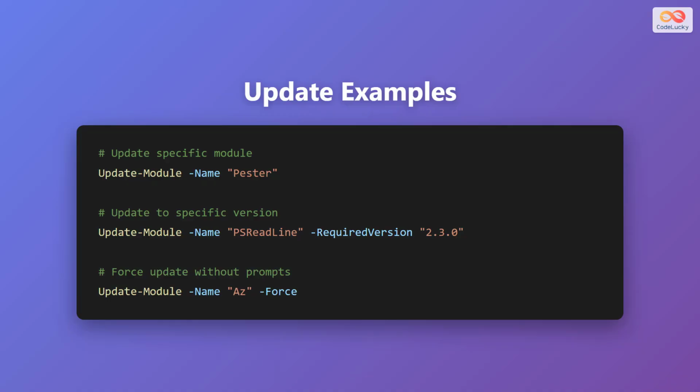Let's look at some practical examples. To update the Pester module, you would run Update-Module -name Pester. If you need to update PSReadLine to version 2.3.0 specifically, you would use Update-Module -name PSReadLine -RequiredVersion 2.3.0. To update the AS module without any confirmation prompts, you would add the -force parameter. Update-Module -name AS -force. These examples show how flexible the cmdlet is for different update scenarios.